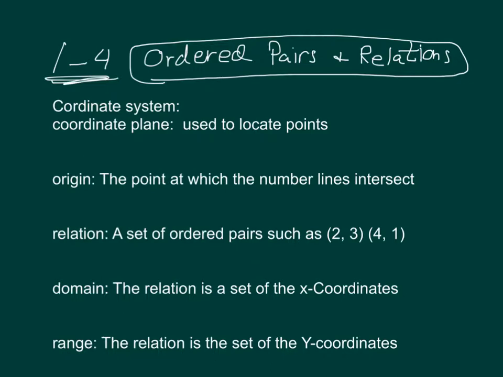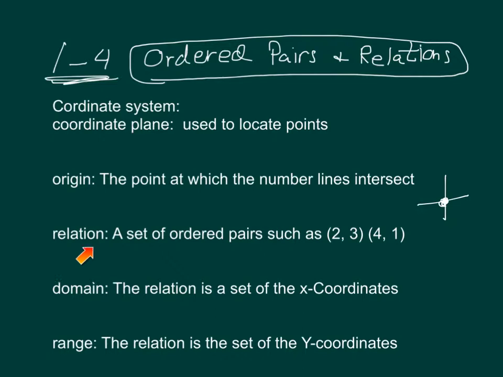Coordinate system, or a coordinate plane, is a system that is just used to locate points. That's really all it is. It's just used to locate points, and you're going to see this on a graph. To start off, the origin is always going to be where the number lines intersect. It's always going to be right here. This is the origin. It's always where it's going to intersect.